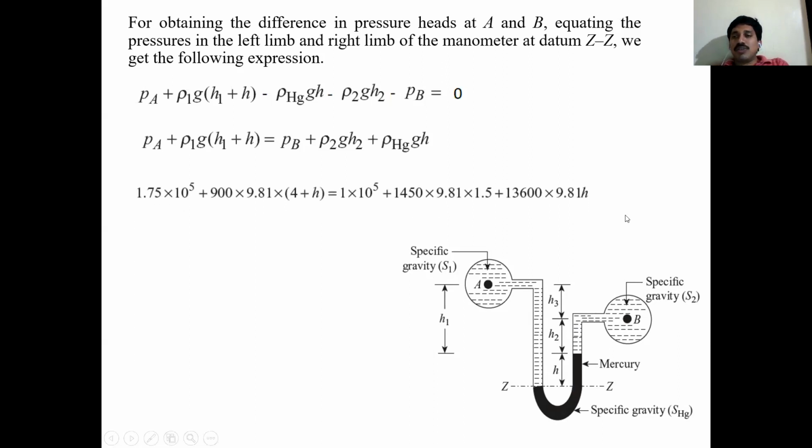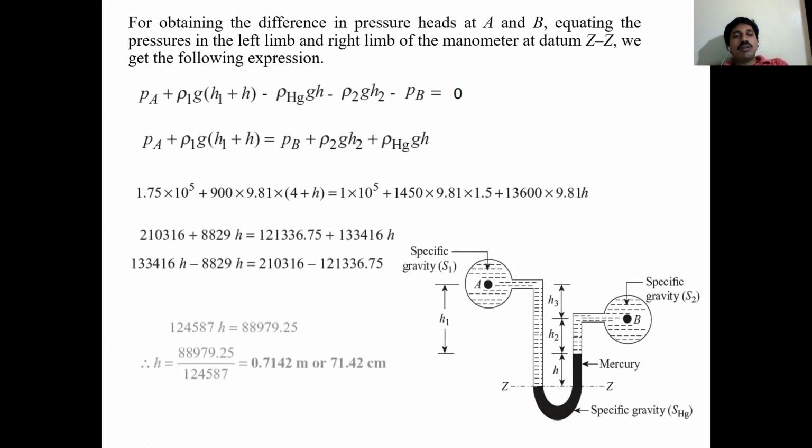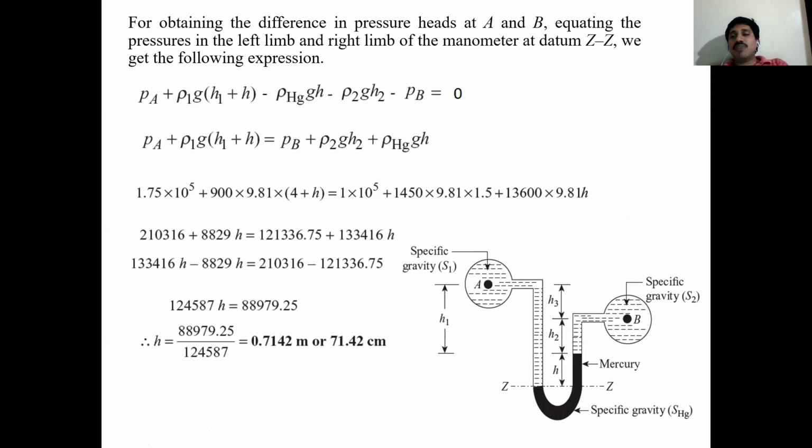PA means 1.75. Don't take bar, you should take it in pascals. So 1.75 into 10 power 5, plus rho 1, 900 into g, 9.81, into H1, which is 4, plus H, which we don't know and need to calculate, equals PB, 1 into 10 power 5 pascal, plus 1450, which is rho 2, into 9.81, into H2, 1.5, plus rho Hg, 13,600, into 9.81, into H, which we need to calculate. Finally, from this we got the H value as 0.7142 meters or 71.42 centimeters. So between the two limb levels, the gap is 71 centimeters.